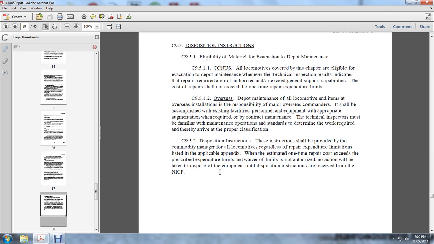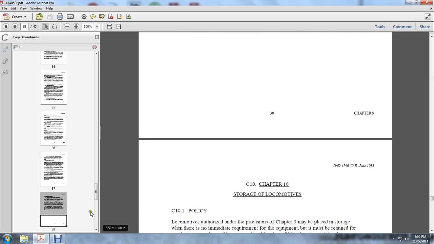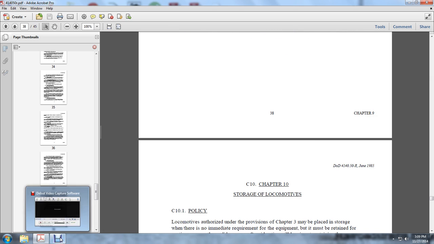Chapter 9, Part 5.2, Disposition Instructions. Instructions shall be provided by the commodity manager for all locomotives, regardless of the repair expenditure limits listed in the applicable appendix. When the estimated one-time repair cost exceeds or precedes the expenditure limits, waiver limits, and is not authorized, no action will be taken to dispose of equipment until the disposition instructions are received from the NICP. Chapter 10, Storage Locomotives.